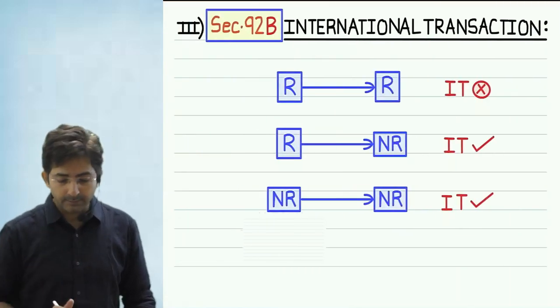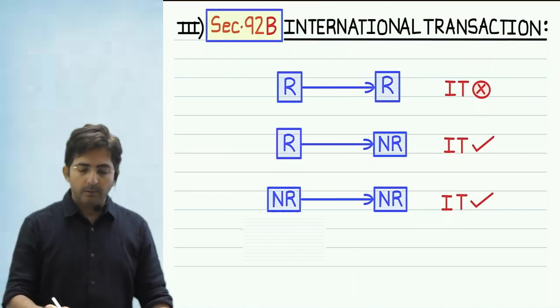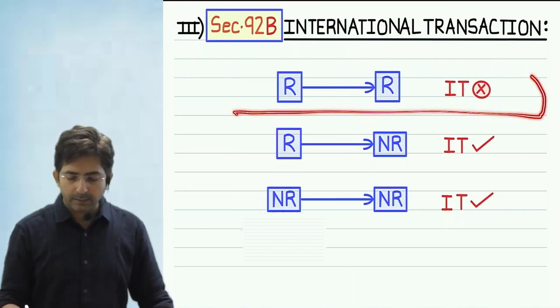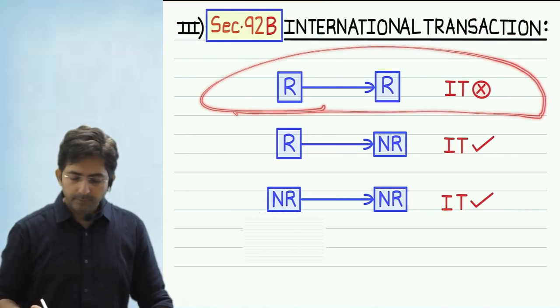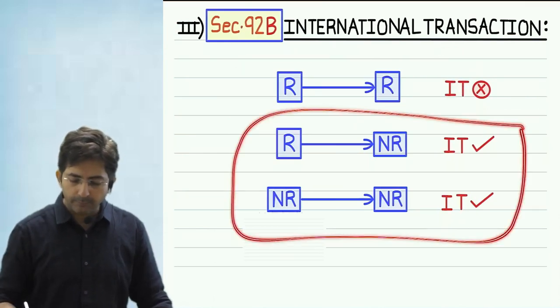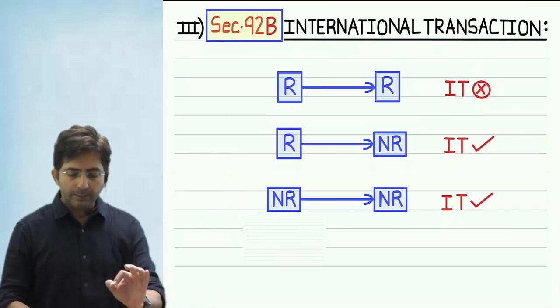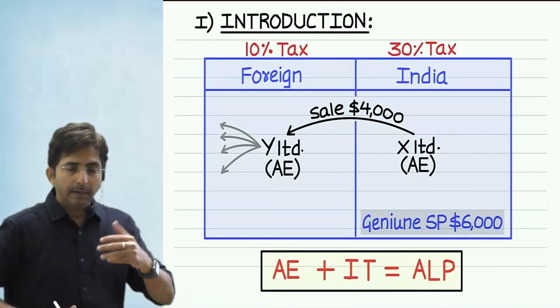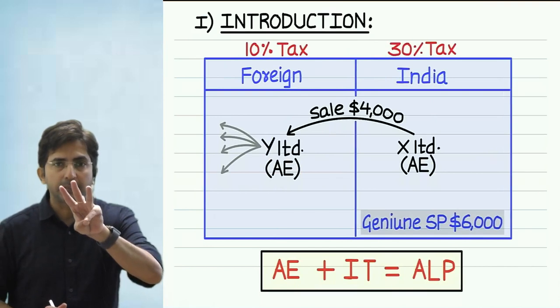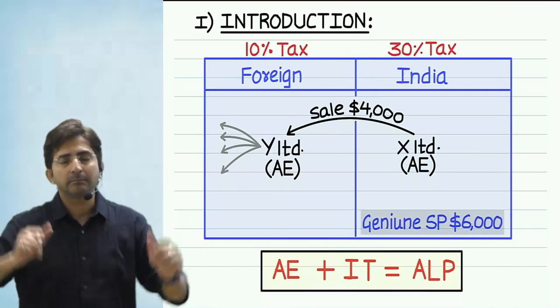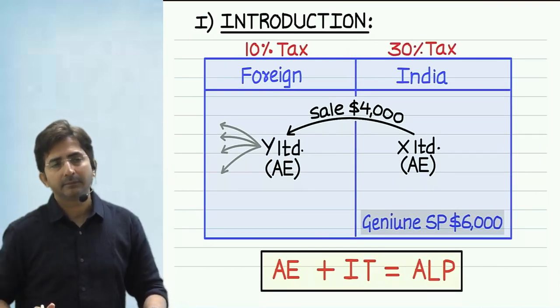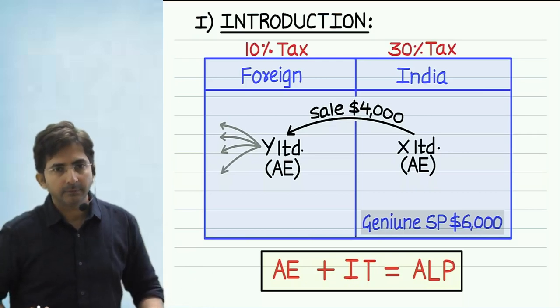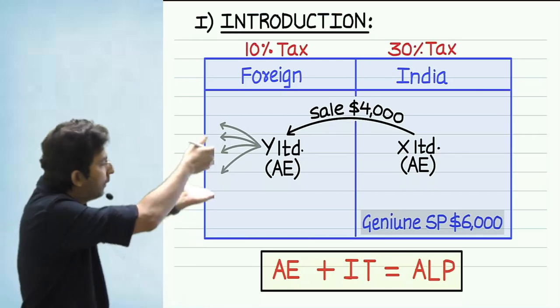Okay, now try this. Try one by one. Why this is not an international transaction and why these two cases are international transactions. You can try your best with the help of this example only. Did you see I created three situations? RR, RNR, NRNR. These three situations, right? So check one by one.